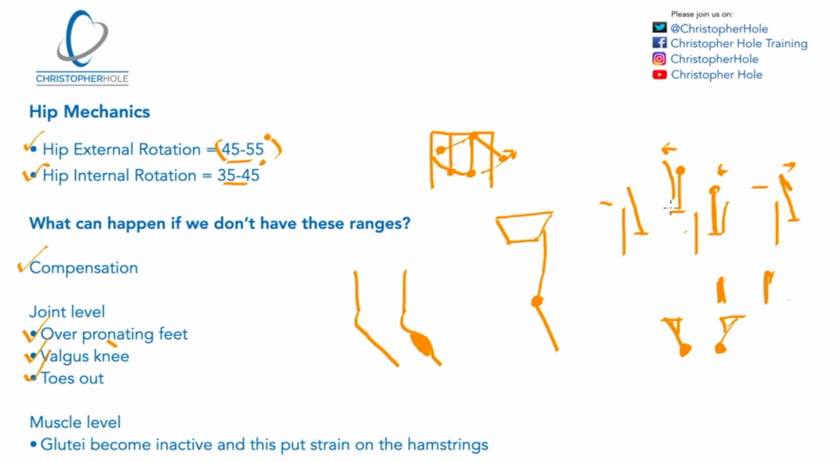So what then happens at the muscle level is the gluteal muscles become inactive or less active, and then they put strain on the hamstrings and the lower back. So if we've got this knee bowing inwards position, that basically tells us that the glutes aren't working that effectively. And for an efficient pedal stroke, it's very useful to have more active glutes.